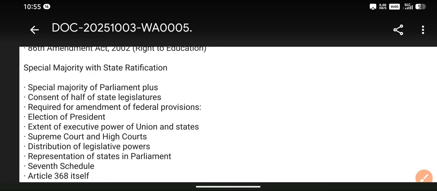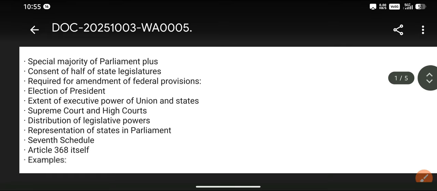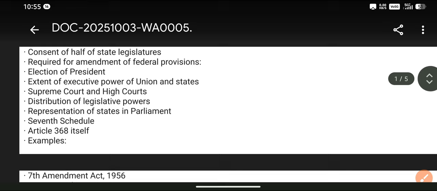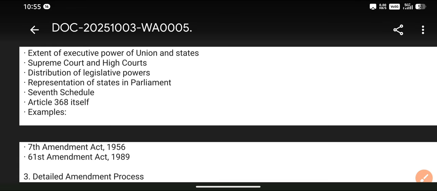Special majority with state ratification. Special majority of Parliament plus consent of half of the state legislatures required for amendment of federal provisions. Election of President. Extent of executive power of Union and States. Supreme Court and High Courts. Distribution of legislative powers. Representation of states in Parliament. 7th Schedule. Article 368 itself.